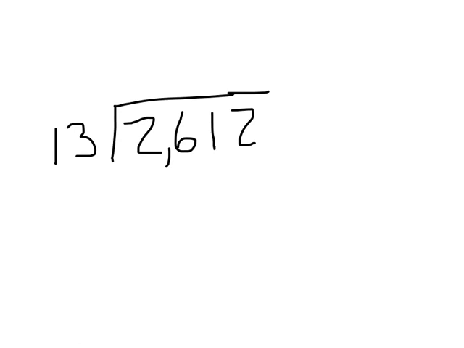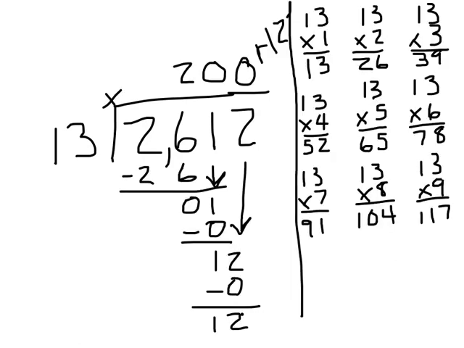Now you try one. What's 2,612 divided by 13? Don't forget to list your multiples of 13 first. 2,612 divided by 13 is 200, remainder 12.